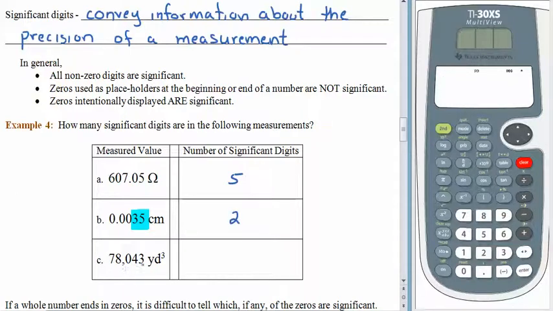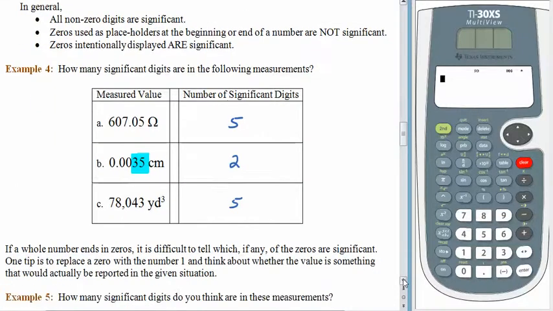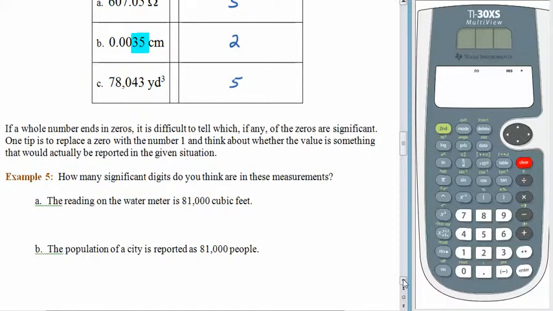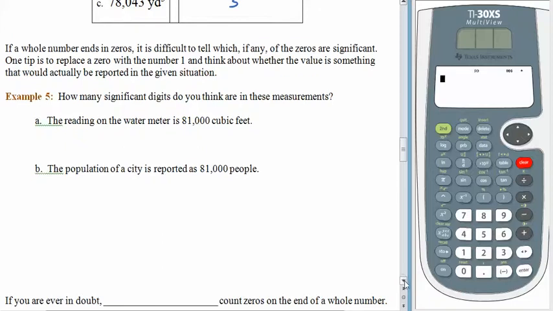And the one down here, well, what do you think? Yes, that has 5. The 0 in the middle doesn't matter. So 1, 2, 3, 4, 5. Also 5 significant digits. The problem comes when we're working with whole numbers, large whole numbers that end in zeros.